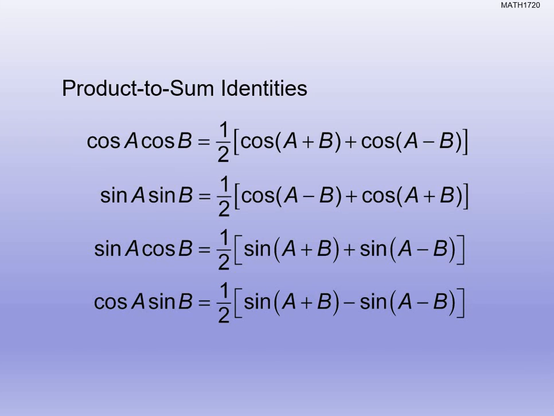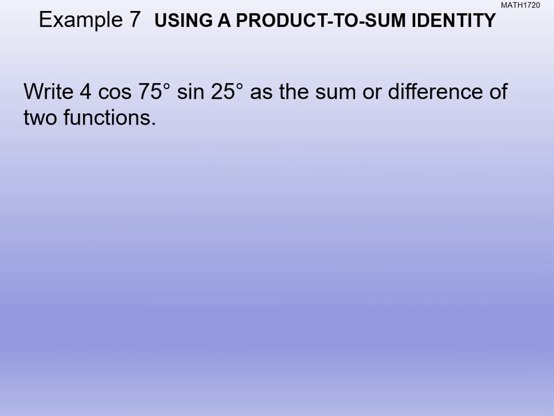If we have sine of A cosine of B, we have 1/2 sine of A plus B plus sine of A minus B. And lastly, we have cosine of A sine of B, that's going to equal 1/2 sine of A plus B minus sine of A minus B. So just make sure that you pause the video, get all those written down on your trig identity sheets.